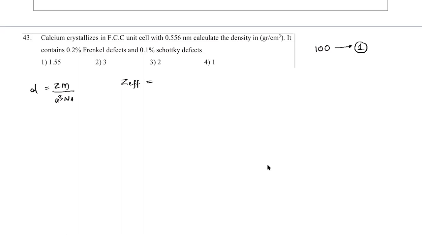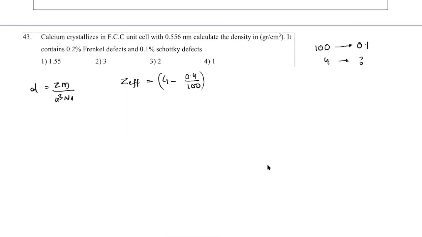I'm taking NaCl as an example here, since it is FCC. Sorry, one calcium is lost here. So for every 100, if one calcium is lost, Z effective per unit cell is 4. So for 4 atoms, how much will be lost? This is minus 1. So for 4 atoms, there will be a loss of 4 into 0.1 by 100. So the effective atoms per unit cell is 4 minus 0.4 by 100. So this is Z effective.